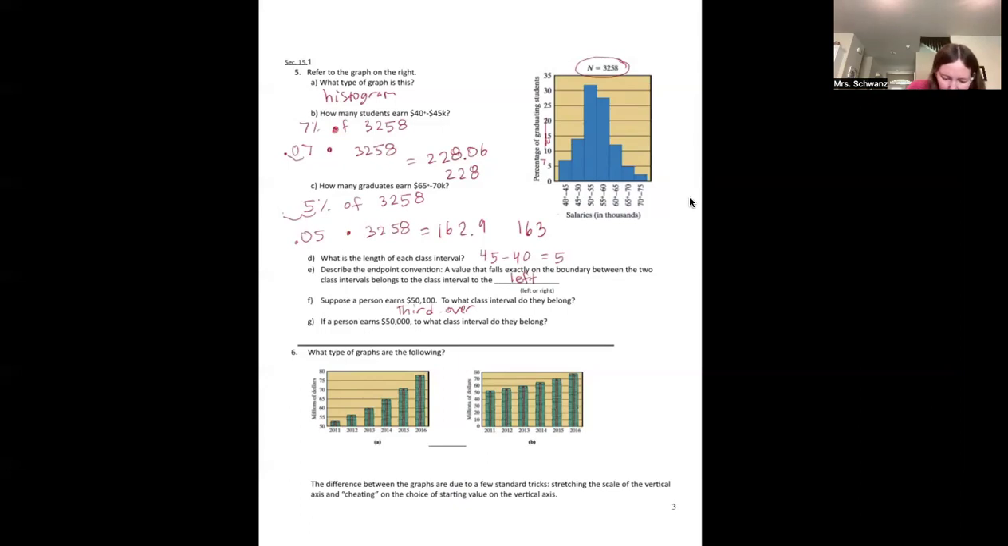My pen doesn't really want to work right at this moment, but anyways, if a person earns 50,000, they would belong to that second class over, which is from 45 to 50. Okay, so they're just confirming to you the endpoints of the categories.